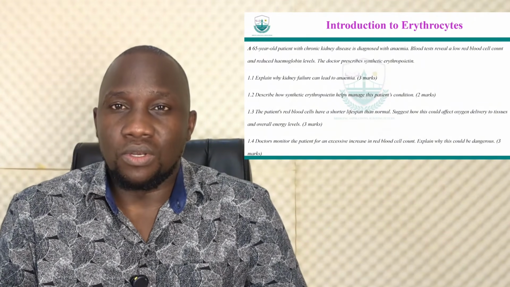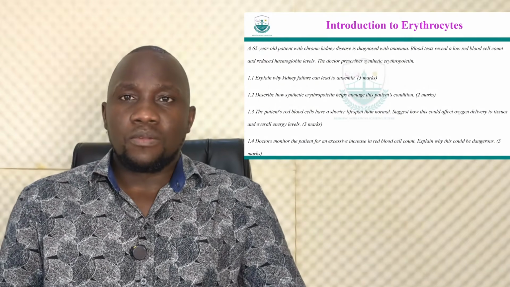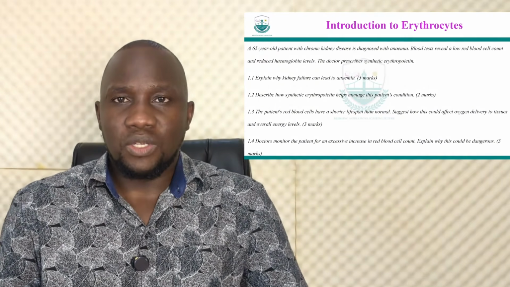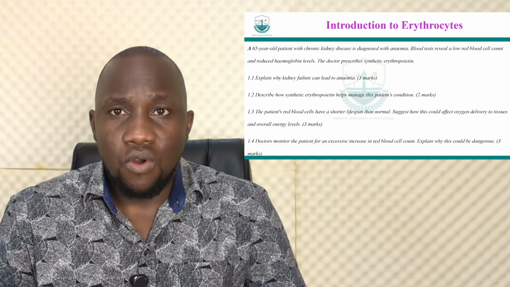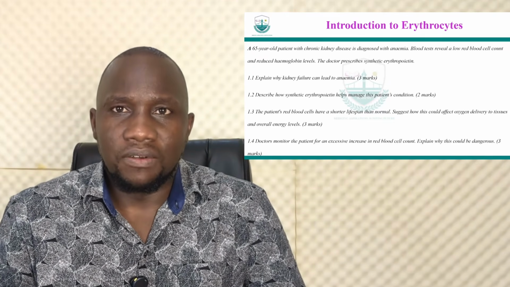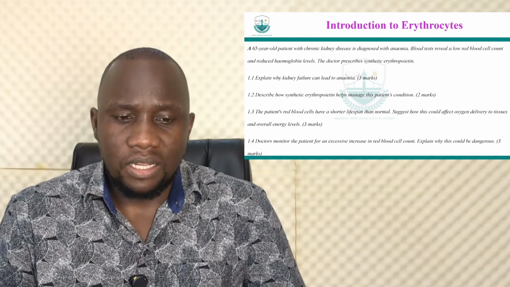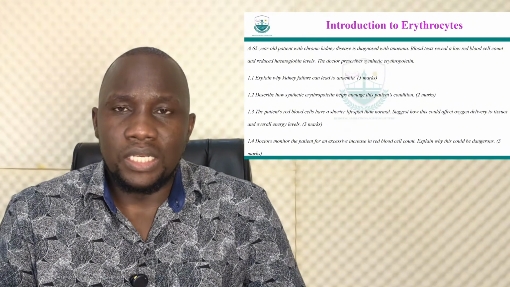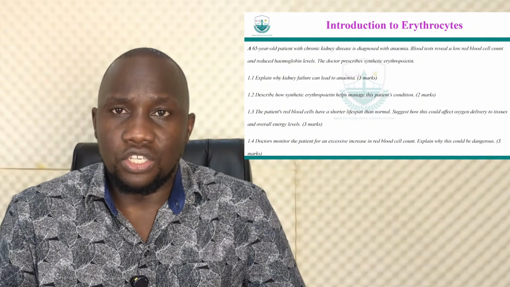So what will this hormone actually do in helping the situation? Okay, so the first questions that we are having: one, how is the chronic kidney disease related to anemia? How is it leading to anemia? Two, how will this synthetic erythropoietin help in managing this patient's condition?